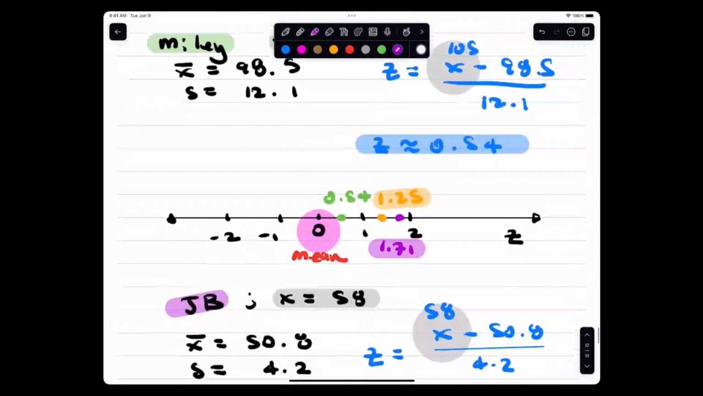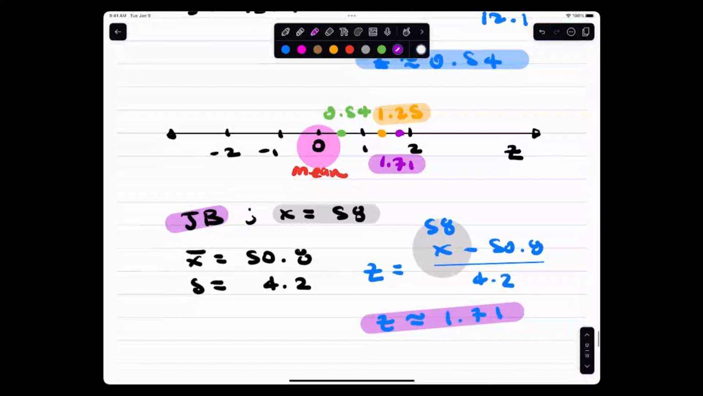You guys okay with that? Isn't that interesting? Why did JB score better than a couple of these other situations? Because he is further from the mean, and it's positive. It has to be two things. It's in a positive direction, because he could be further from the mean in the negative direction, but that's still not good enough.